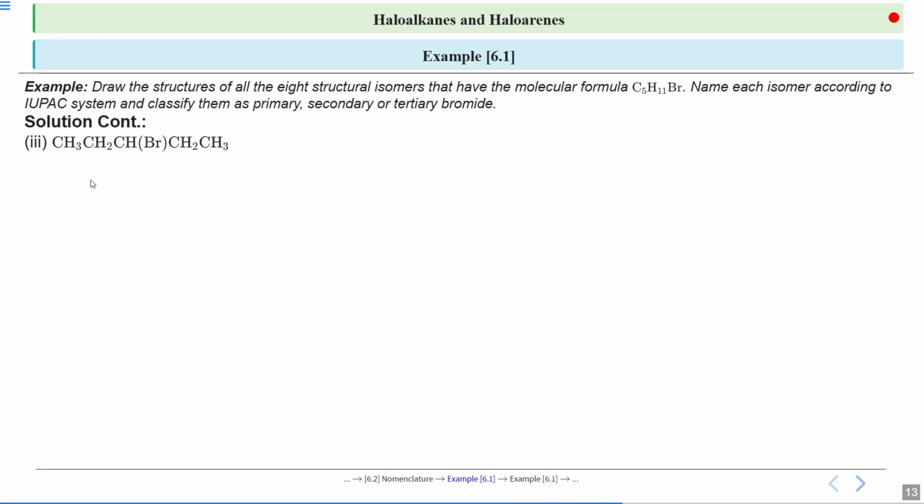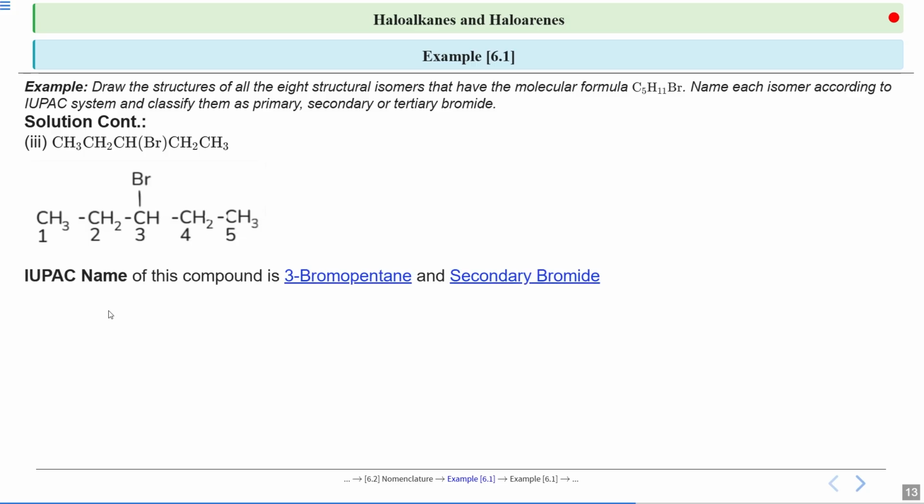Then the third isomer, CH3, CH2, CH, Br, CH2, CH3. Here the bromine position changes. Numbering can be done from left or right, and the carbon having bromine will get number 3. So 1, 2, 3, 4, 5. The IUPAC name of this compound is 3-bromopentane, and it is a secondary bromide.